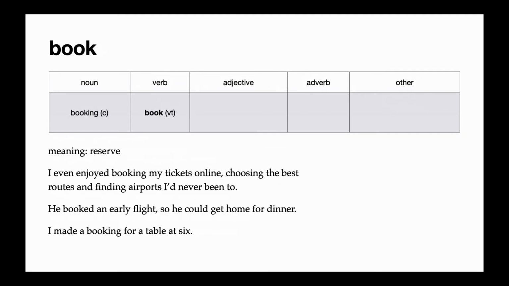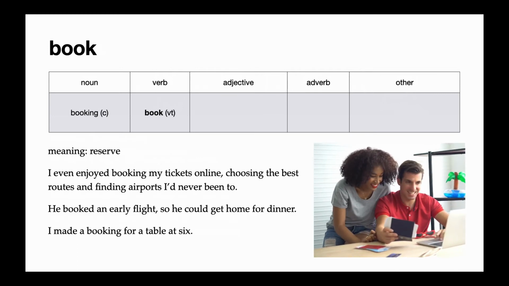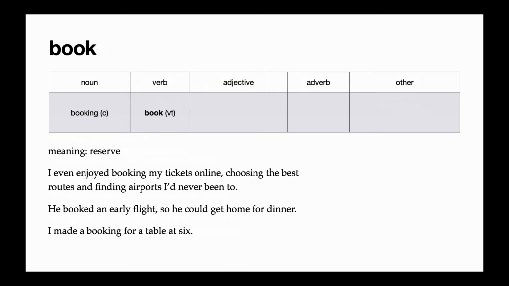Next, we have the word book. And of course, book is a noun that means something we read, but book is also used as a verb. And in the reading, it's used as a verb to mean reserve. I even enjoyed booking my tickets online, choosing the best routes, and finding airports I've never been to. Book is a regular verb.